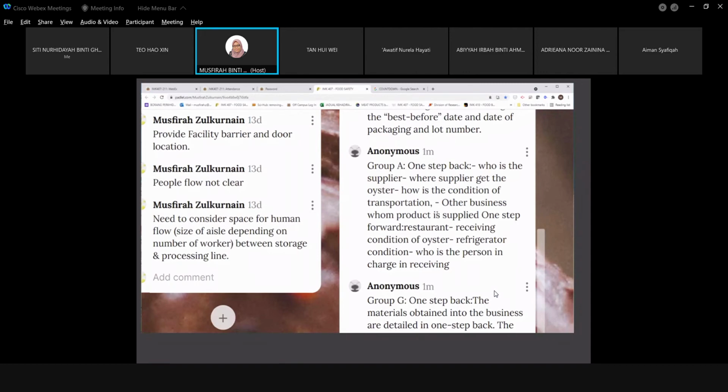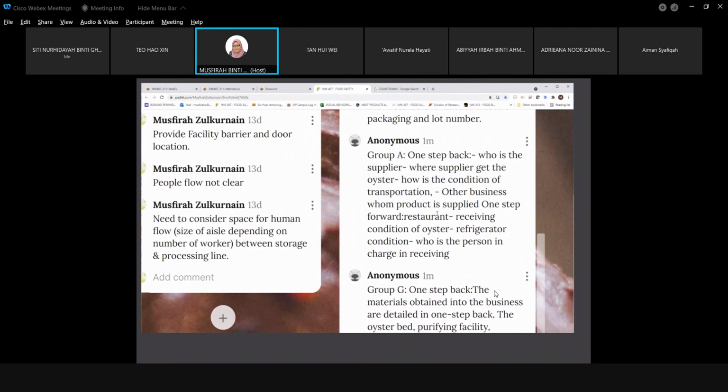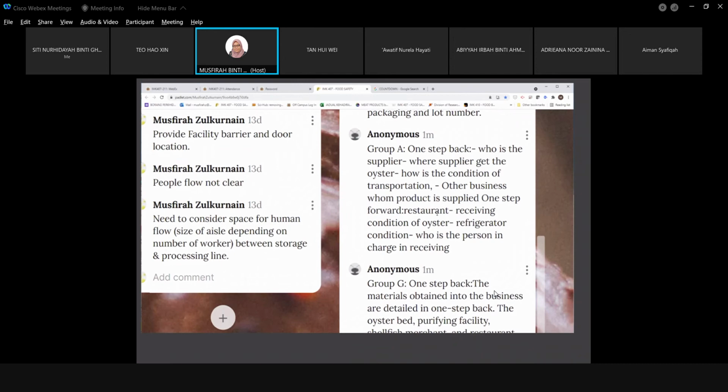Yeah, that's correct. When we talk about traceability in today's world, especially in food, the data on the temperature is very important. Because for example, involving fresh products like seafood, they need specific temperature to prevent proliferation of microbes. Okay, and then receiving condition of the oysters, correct.